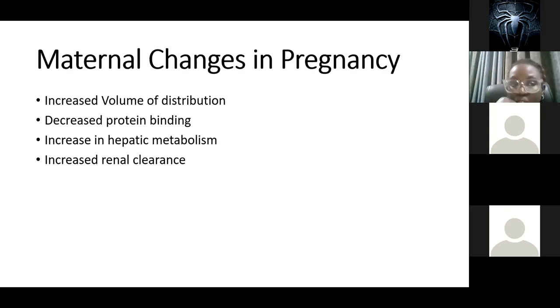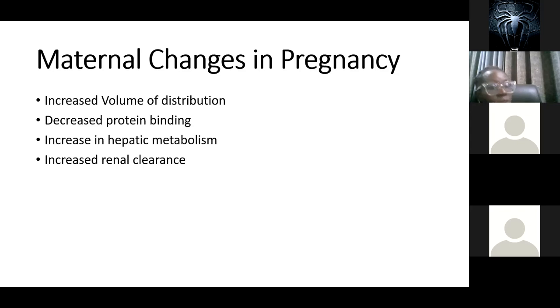So the first thing is that there's increased volume of distribution. There's increased blood volume during pregnancy. Then there's decreased protein binding. So medications that are bound to protein will not have a lot of protein available for binding. There will be very little albumin. So a lot of this drug will be free in circulation.